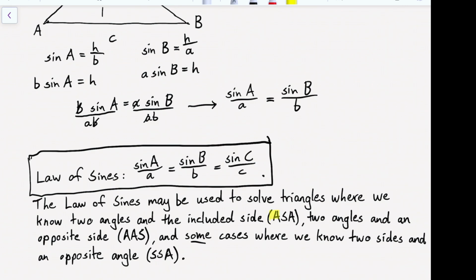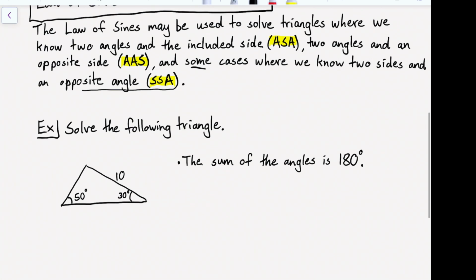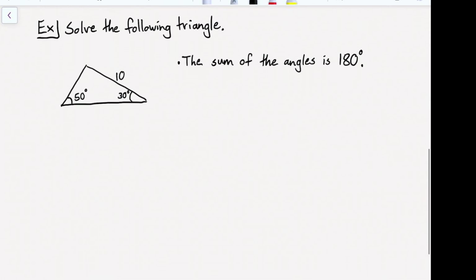Two angles and the included side, you might call that an ASA or angle-side-angle triangle. Two angles and an opposite side, we call that AAS. And some cases where we know two sides and an opposite angle, SSA. It turns out that this third category is sometimes ambiguous with the law of sines. It doesn't always lead to a unique solution, and so I'm going to overlook this third category for the purpose of this video. Here's an example of solving a triangle using the law of sines.